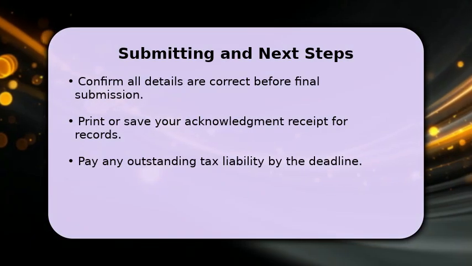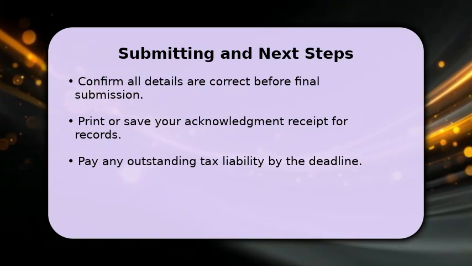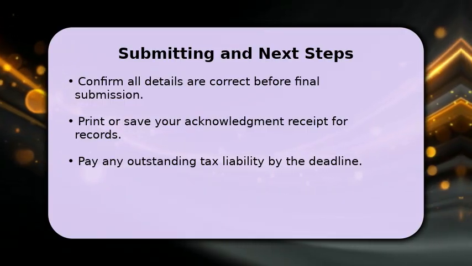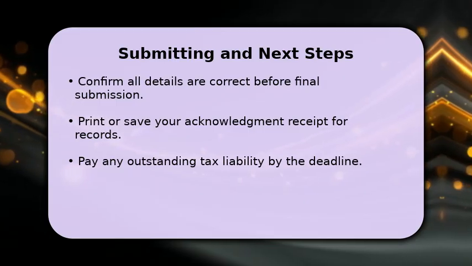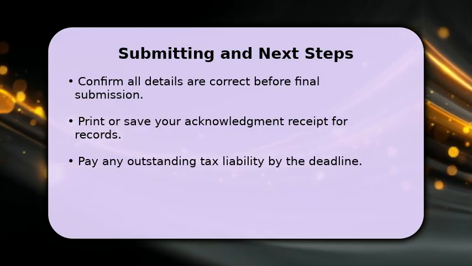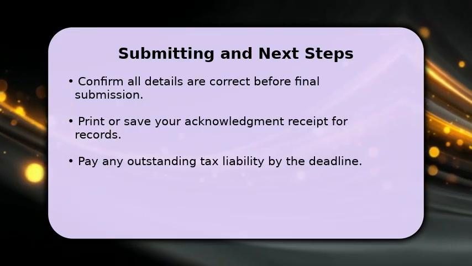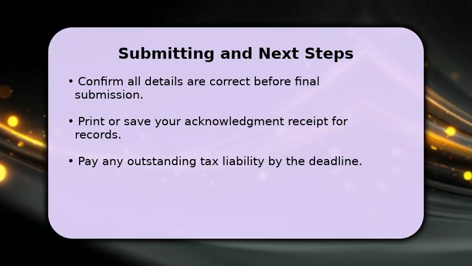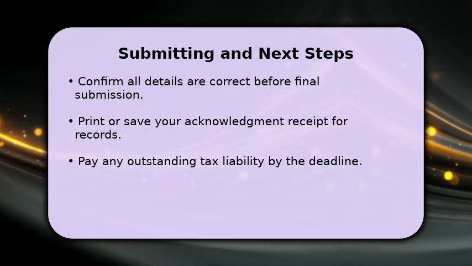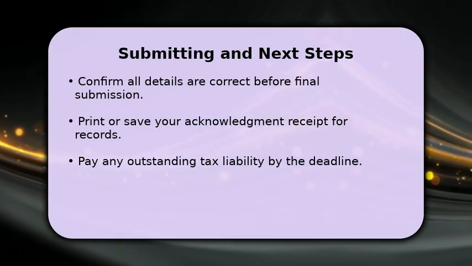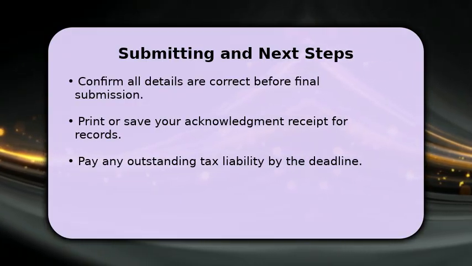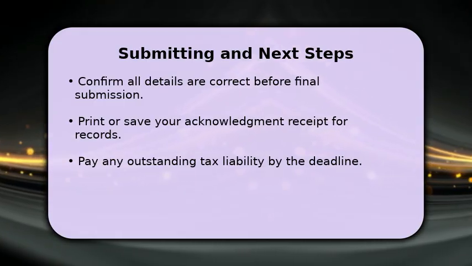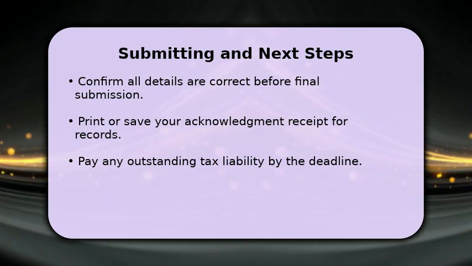Before finalizing your submission, perform one last comprehensive review of all the information you have entered. Confirm that every detail is accurate and complete. Once satisfied, click the Submit button. Immediately after submission, the system will generate an acknowledgement receipt. It is crucial to print or save this document for your personal records. Finally, if you have any outstanding tax liability, ensure you make the payment by the specified deadline to avoid penalties. This completes your URA income tax filing process.